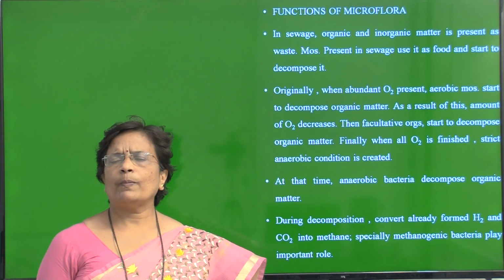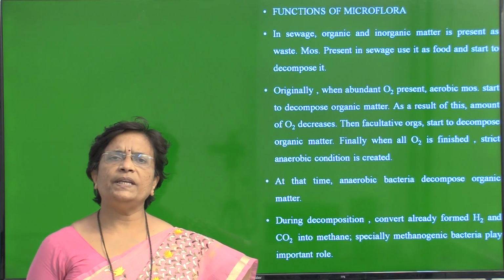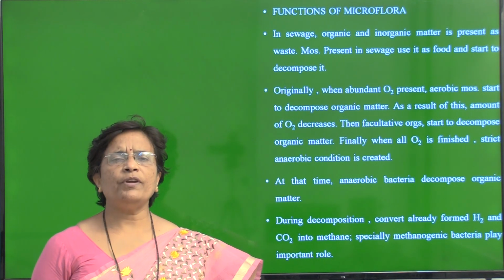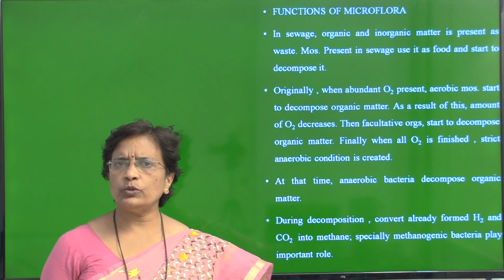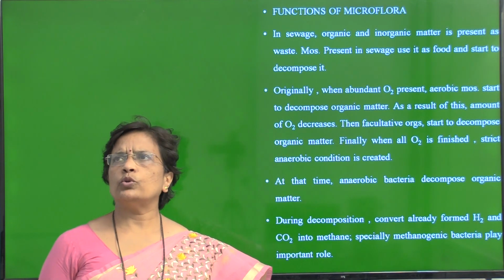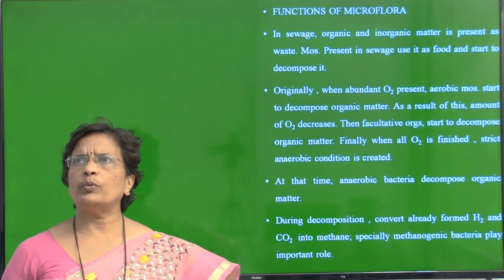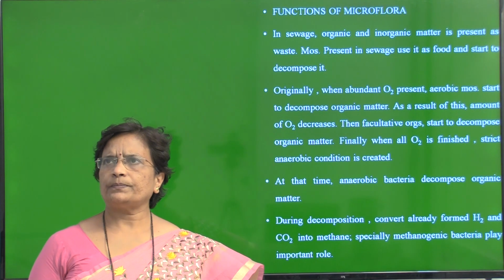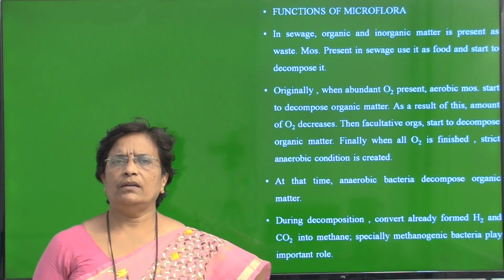In sewage, organic and inorganic material is present as waste, and the different microbes present in the sewage utilize this waste as a source of nutrients, and they will start to decompose these nutrients. So initially, abundant oxygen is present.